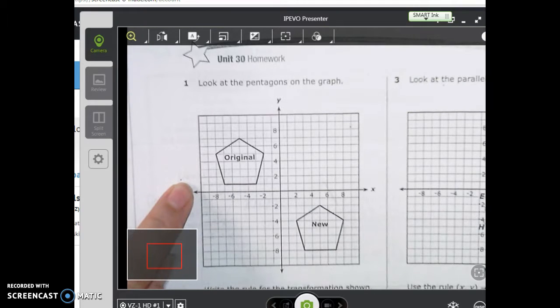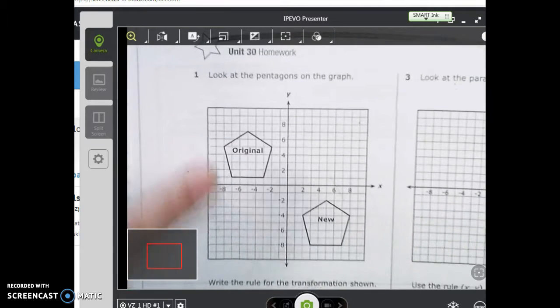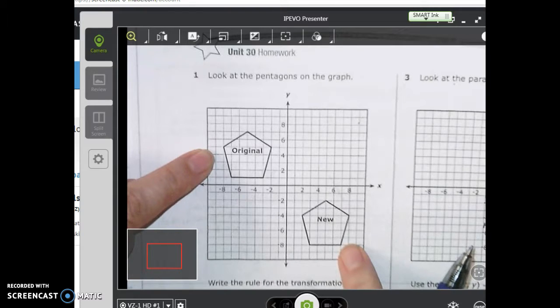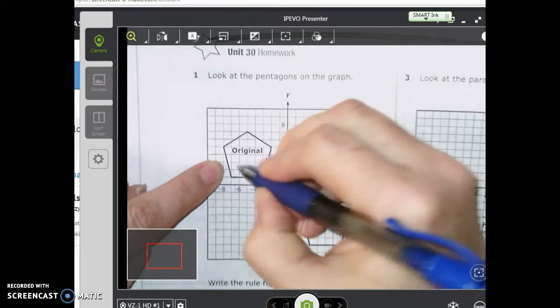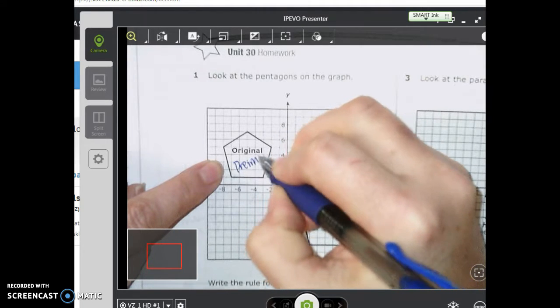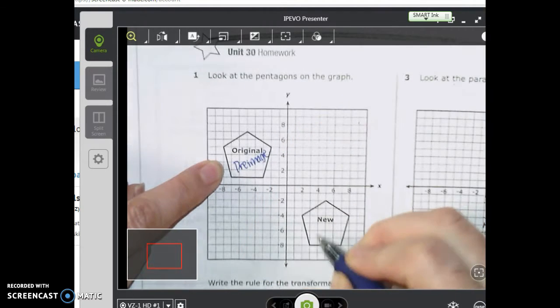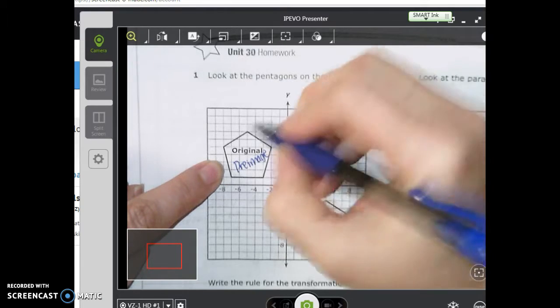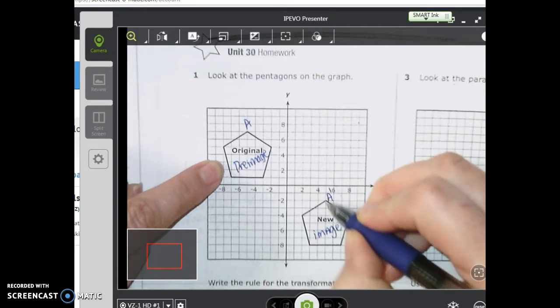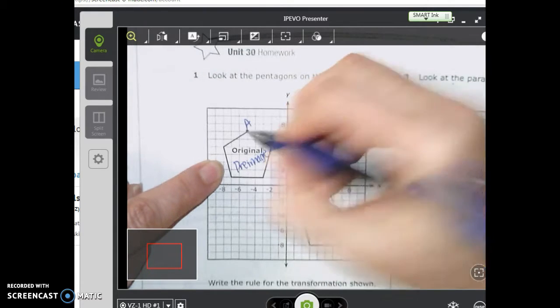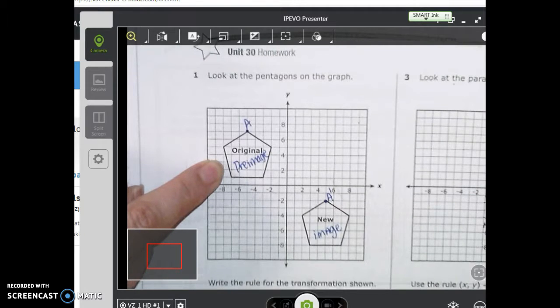If you're looking at this problem right here, question 1, you see the original and the new. Now, the original would be considered the pre-image, and the new one would be considered the image. I could also label that, if I call this point A, I could call this point A prime, and I'm looking at the point of that house. Now, if I'm reading the question, it says, write the rule for this transformation shown.